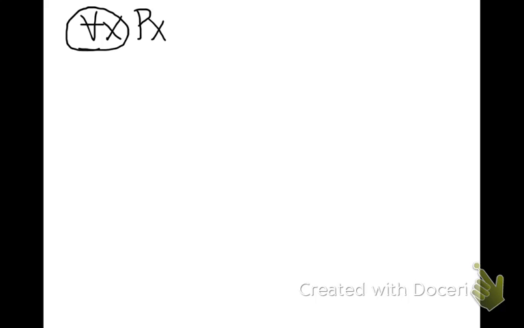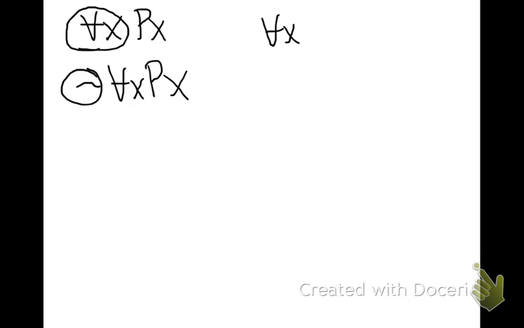But suppose we instead had the formula, it's false that for all x, Px. Well, now there's only one chunk still. All of this is one chunk. But now the major operator is the negation, because it's the one on the outside. If we had for all x, not Px, then again the universal quantifier would be the major operator.